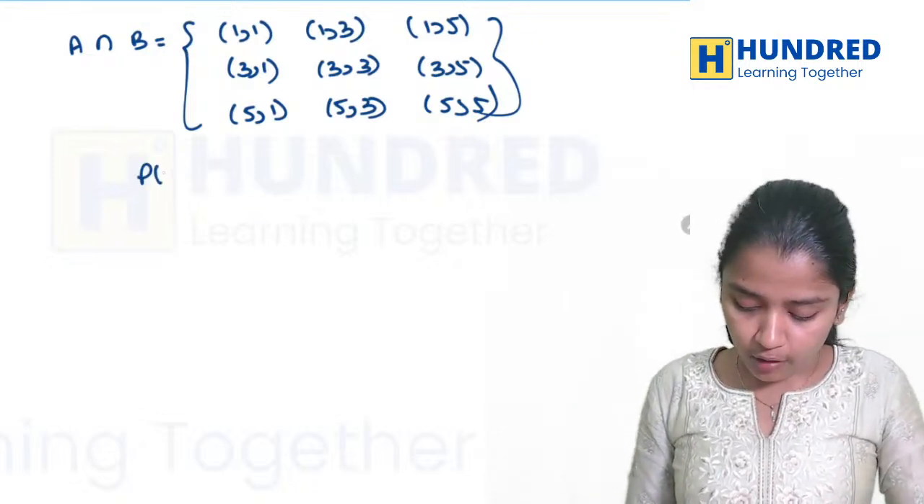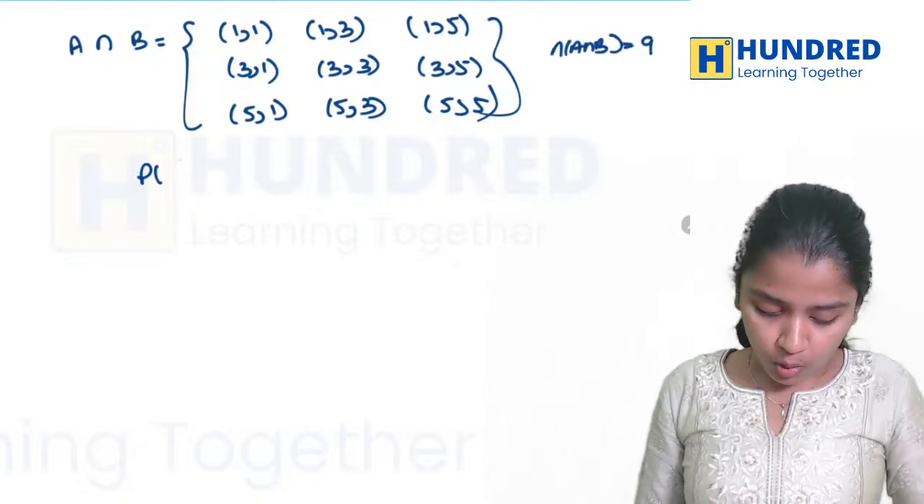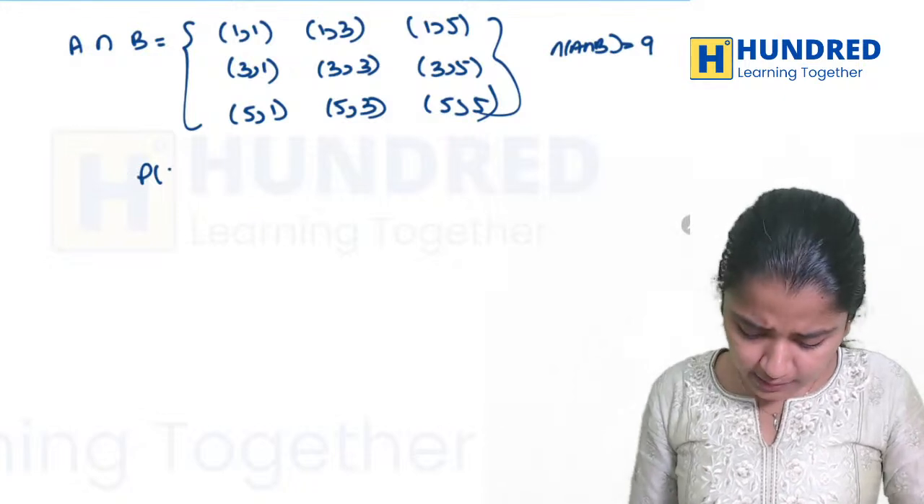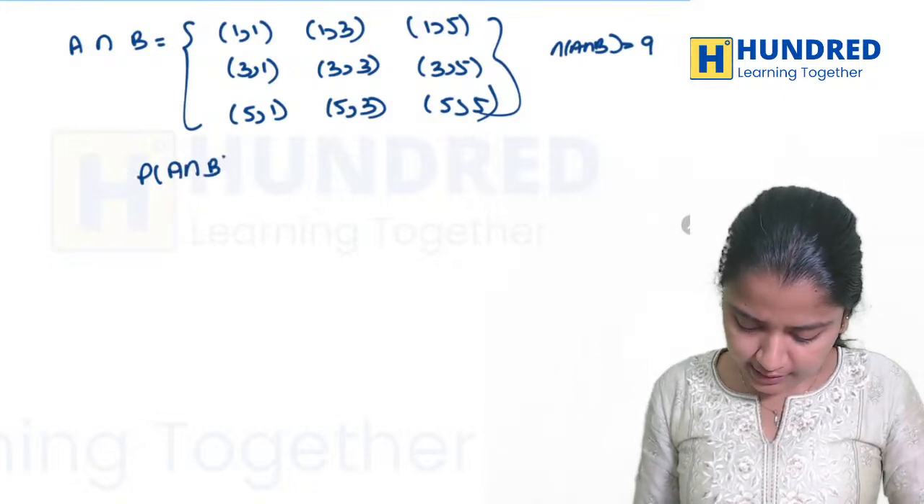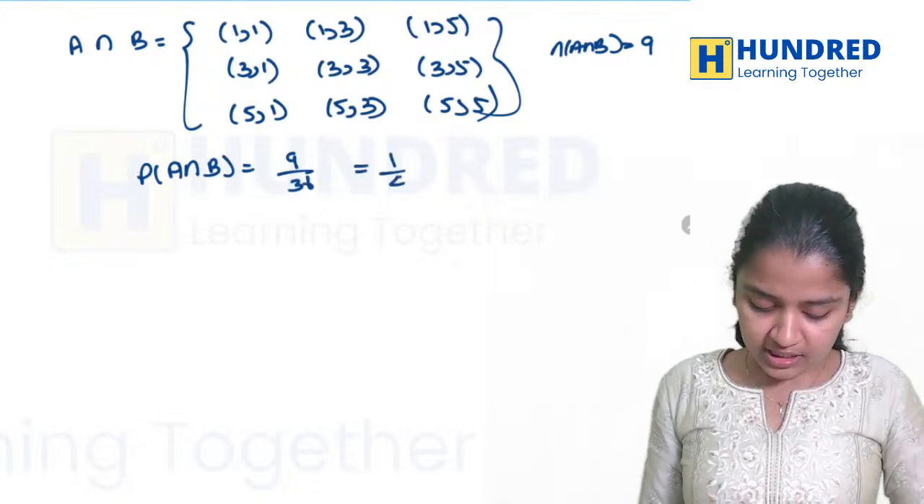So P of A intersection B is nothing but 9. So basically P of A intersection B is nothing but 9 by 36. So what is it? It is 1 by 4.